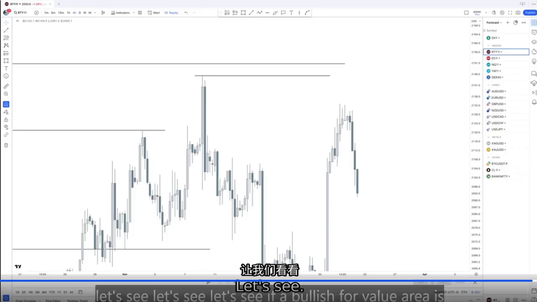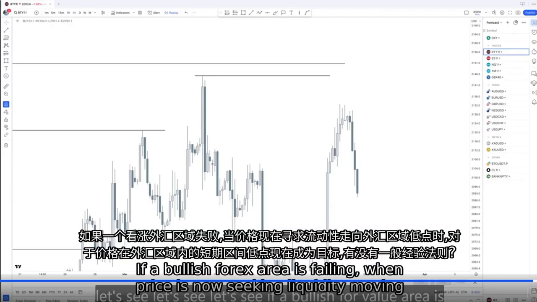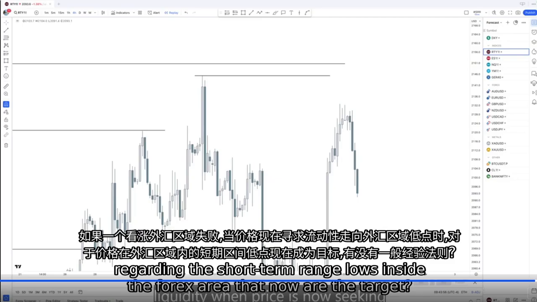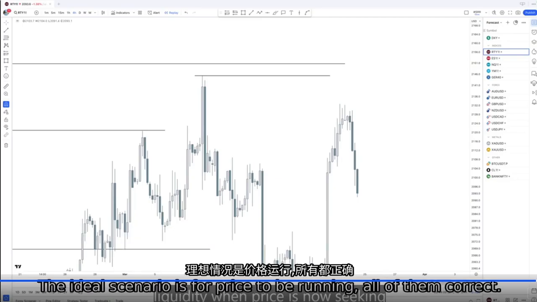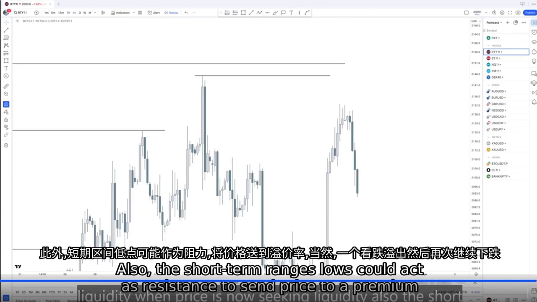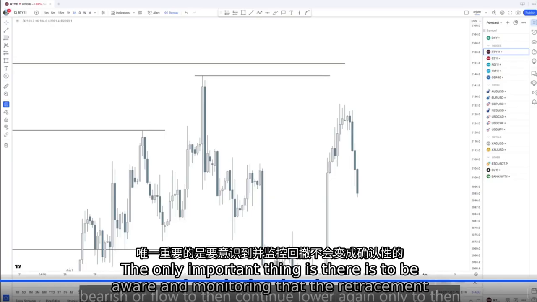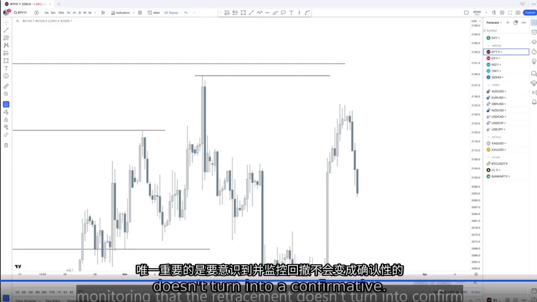Let's see. If a bullish fair value area is failing, when price is now seeking liquidity moving towards the low of the fair value area, is there a general rule of thumb for price regarding the short-term range lows inside the fair value area that now are the target? The ideal scenario is for price to be running all of them, correct. Also, the short-term range lows could act as resistance to send price to a premium rate, of course, a bearish overflow to then continue lower again. The only important thing is to be aware and monitoring that the retracement doesn't turn into a confirmed sweep.